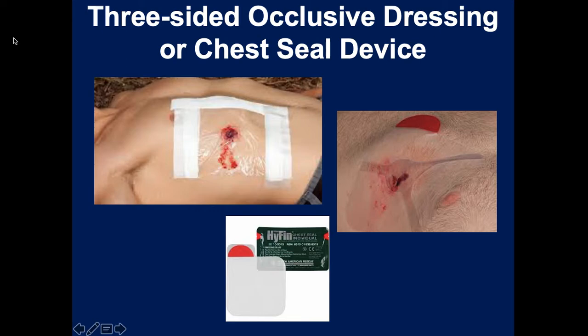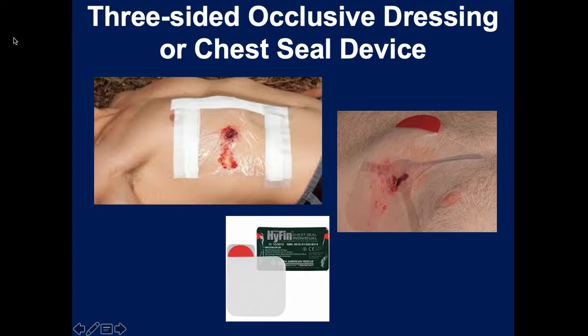So when this person takes a breath in, the negative pressure causes the seal to seal against that wound, but when they go to breathe out, it allows whatever air can come out to escape out that fourth open side. Now, the problem with three-sided occlusive dressings, as you see here in this picture in the upper left side, is it uses tape to hold it in place.